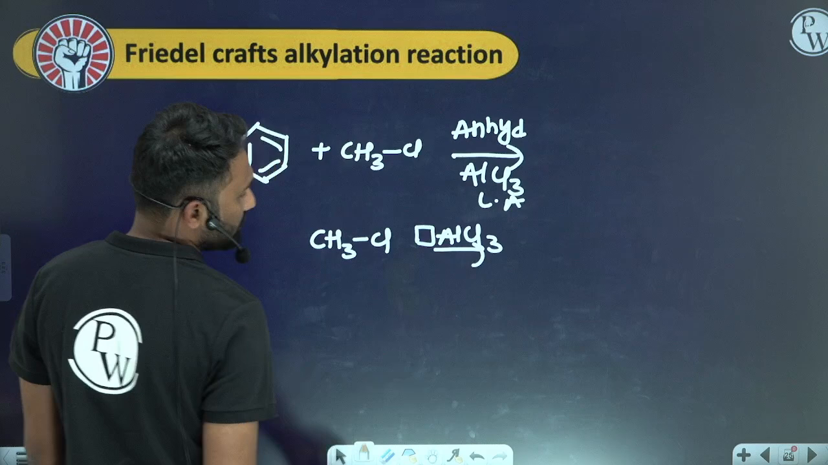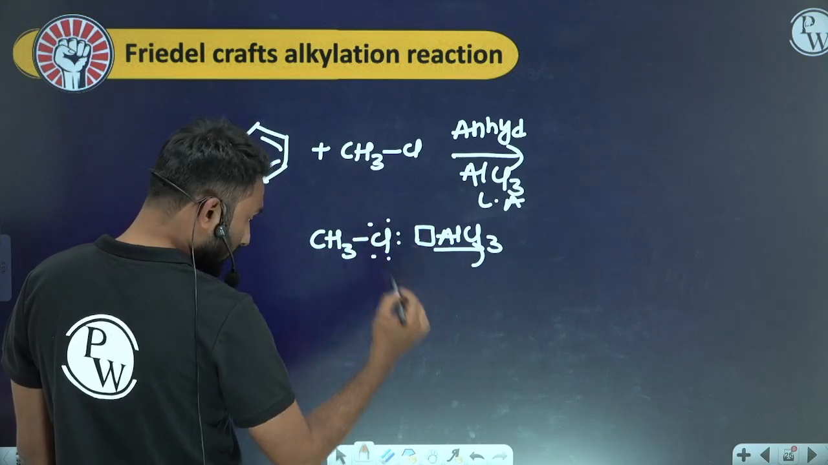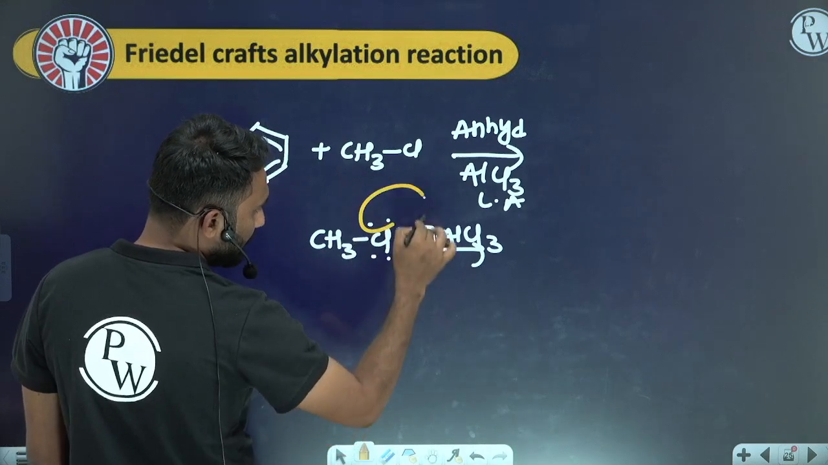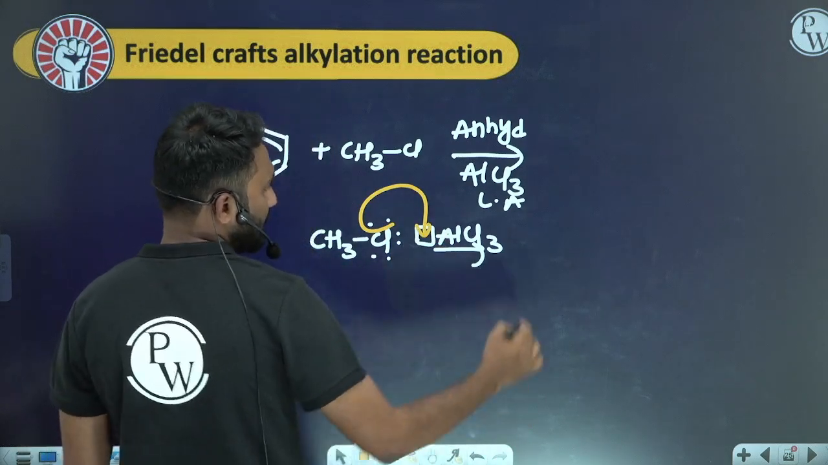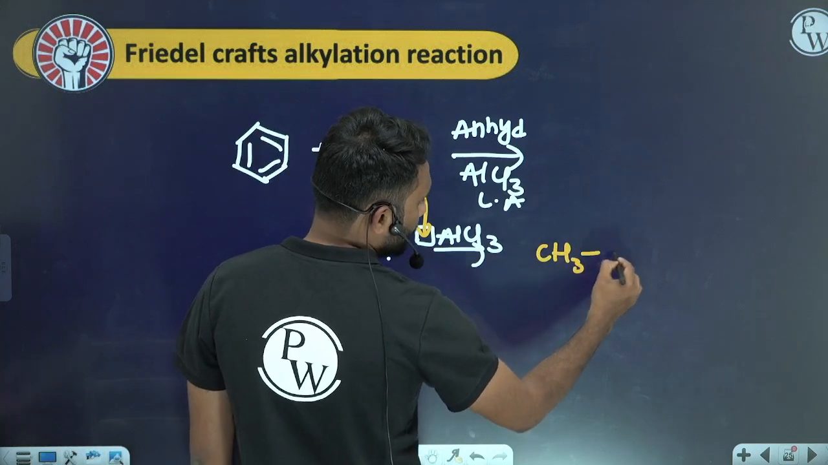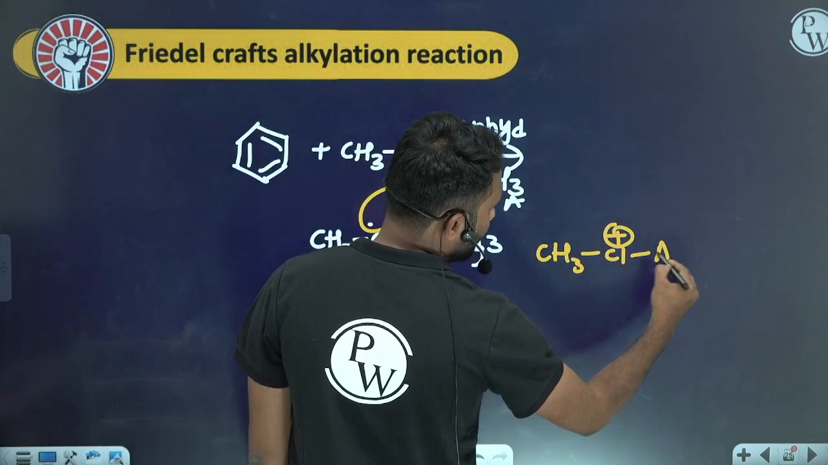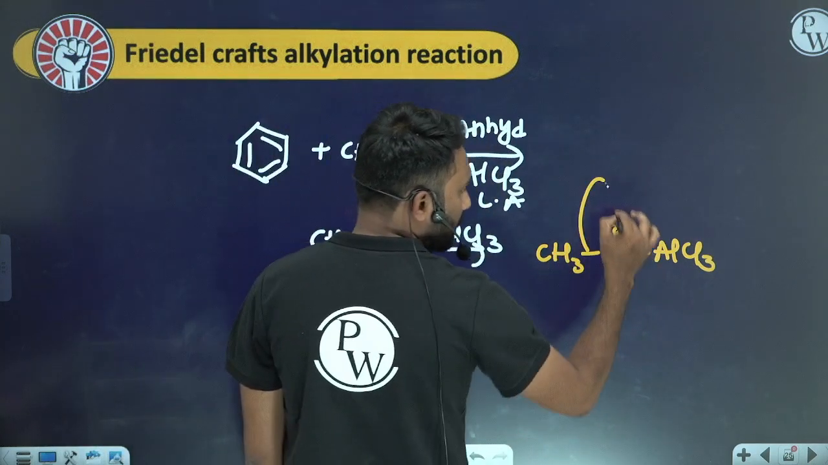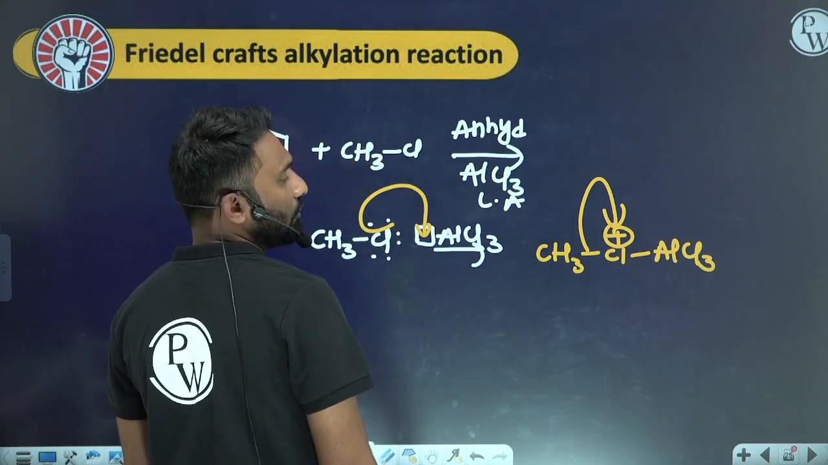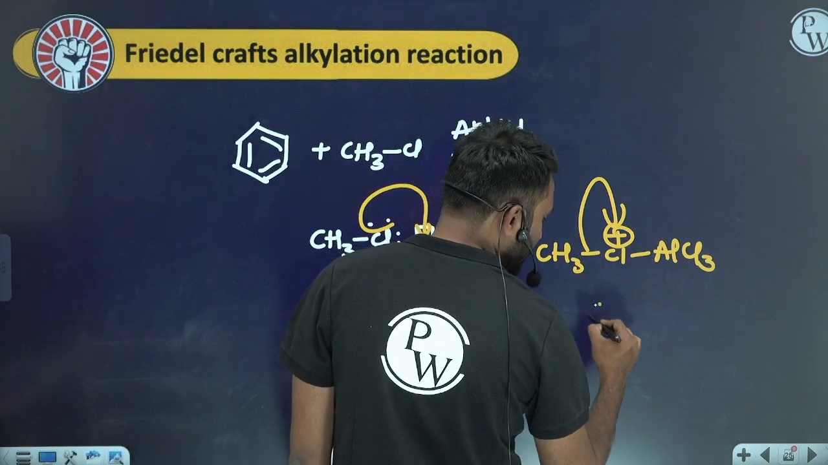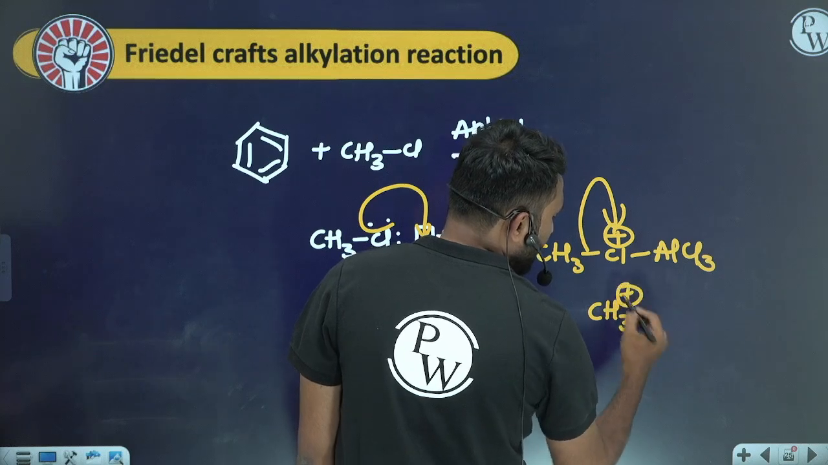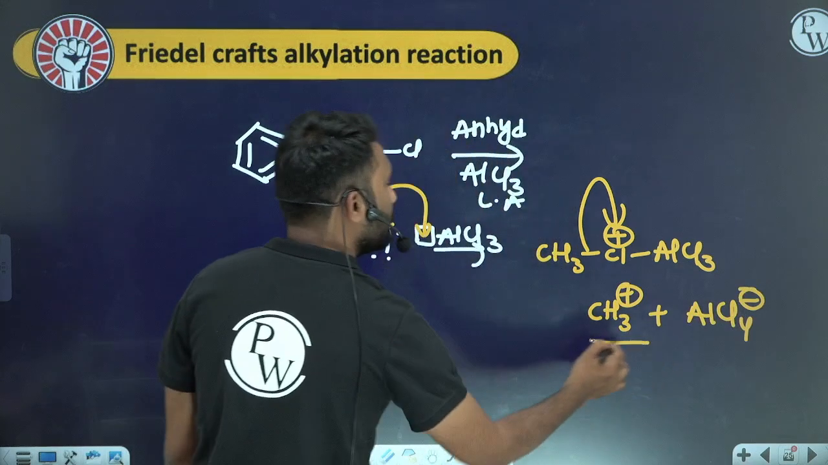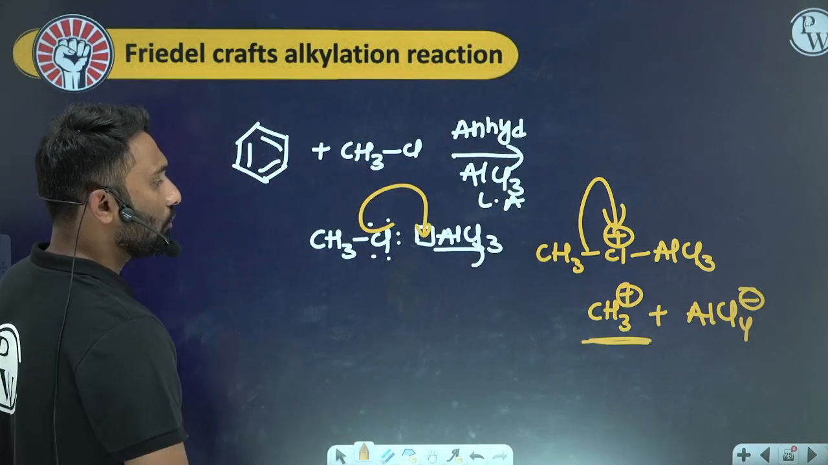Now due to the presence of empty p orbital or empty d orbital, it will accept the lone pair of electrons. When it accepts the lone pair of electrons of the CH3Cl, this chlorine will get the positive charge. Now this chlorine is having the positive charge. To stabilize this, the bond pair of electrons shifts toward this chlorine and we get the methyl cation as the electrophile and AlCl4 minus. Now this is the electrophile we have generated.